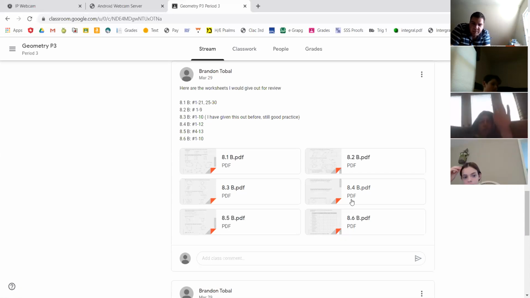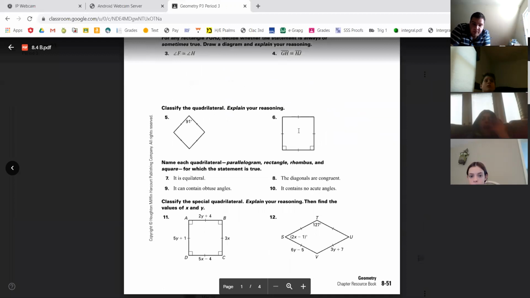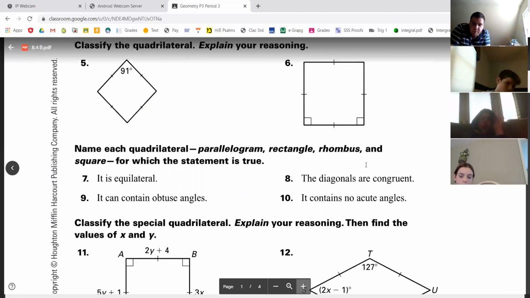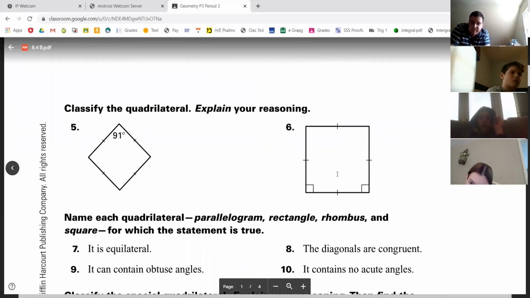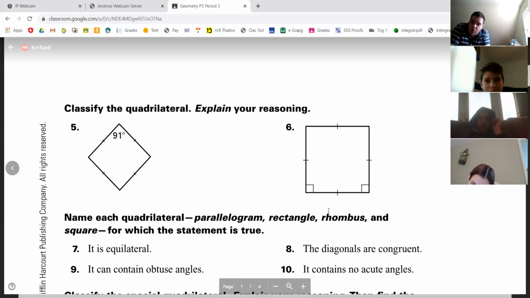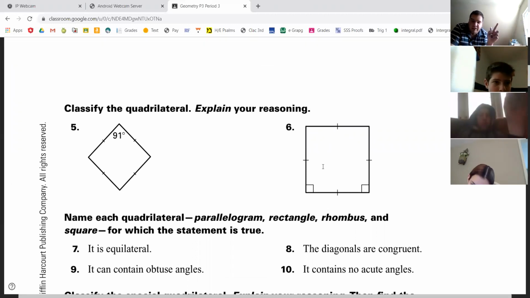What section was that, by the way, Kelly? 8.4. So this one, yes, it's a rectangle. But as Daniel was about to say, its sides are also equal. So both all angles and all sides are equal. So it becomes a square. The most particular answer is a square. Now, technically, it is a rectangle and a rhombus and a parallelogram, but the most specific answer would be a square.